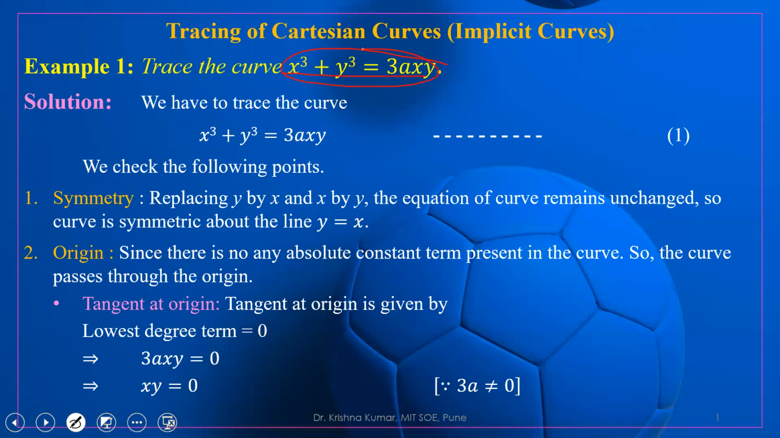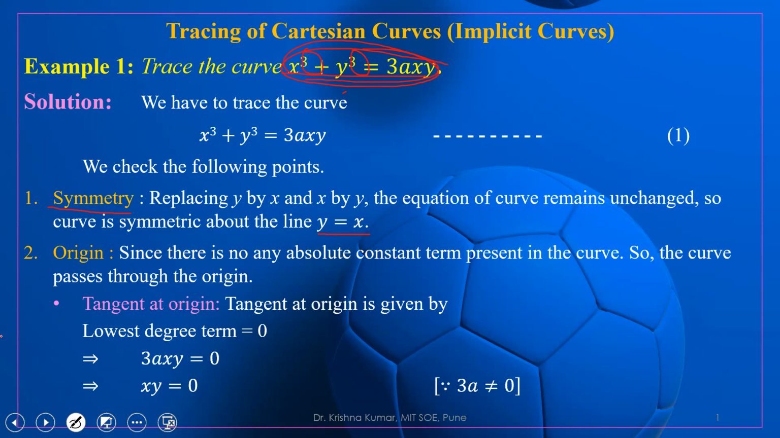And now, what about the symmetry about the x-axis? Since the power of x and the power of y both are odd, therefore the given curve is not symmetric about the x-axis as well as the y-axis, and not in opposite quadrants. It is only symmetric about the line y equal to x. Why? Because if we replace x by y and y by x, the equation of the curve will not change. Therefore, it is only symmetric about the line y equal to x.